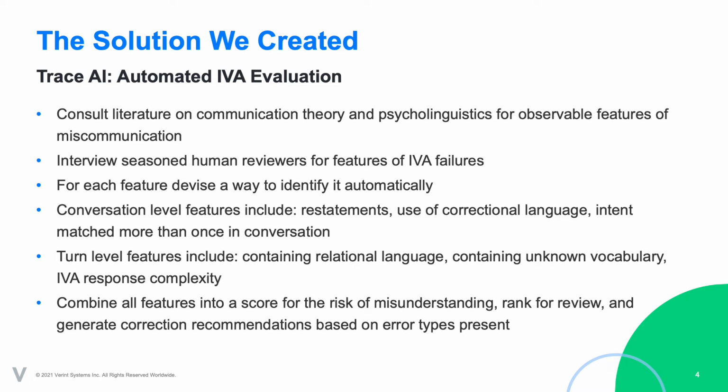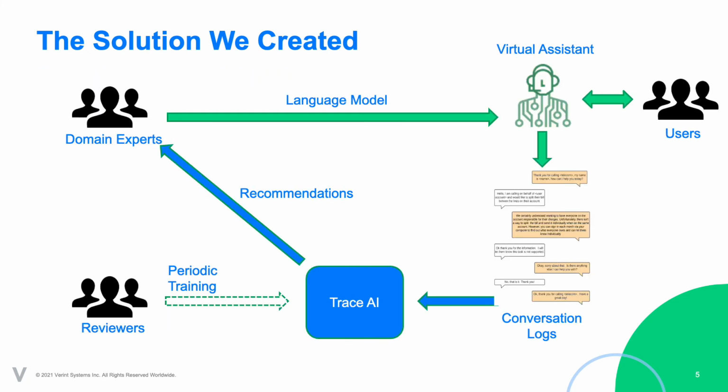So we then take the outputs of all these feature detectors and combine them into a score for the risk of misunderstanding occurring within this conversation. We rank these for review, and then we generate a correction recommendation based on the error types that we have detected within this conversation or within this turn response pair. Here we see where we've injected AAAI into this refinement cycle. Instead of taking some sample and giving it to human reviewers, AAAI looks at the full set of conversation logs. It then does its risk analysis and ranking and provides its recommendations, and it sends those off to the domain experts directly. Now, these feature detectors and algorithms require periodic training, which we can bring in reviewers to do, which is now just a small portion of the human work that was necessary as before.